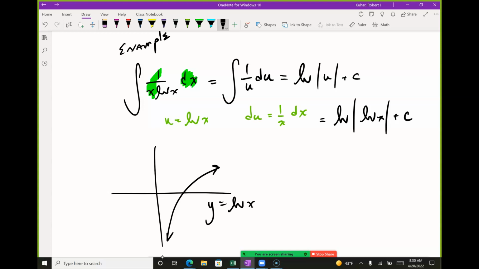Does ln of x ever have negative outputs? No. Really? Not unless you raise it to a higher power now. Really? Look at the graph. Look at the graph. Is ln of x ever underneath the x-axis?